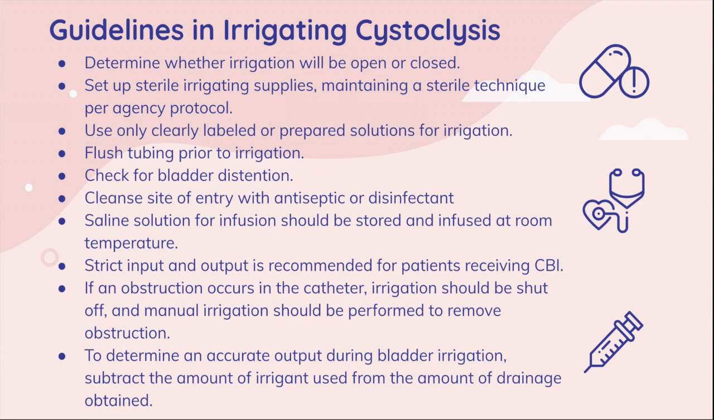Strict input and output is recommended for patients receiving CBI or continuous bladder irrigation. If an obstruction occurs in a catheter, irrigation should be shut off and manual irrigation should be performed to remove the obstruction. To determine an accurate output during bladder irrigation, subtract the amount of irrigant used from the amount of drainage obtained.